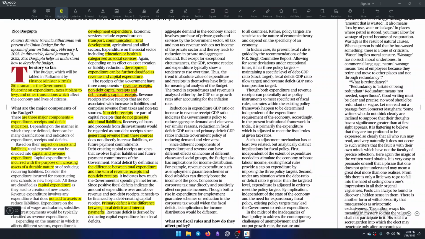Fiscal deficit by definition is the difference between total expenditure and the sum of revenue receipts and non-debt receipts. It indicates how much the government is spending in net terms. Since positive fiscal deficit indicates the amount of expenditure over and above the revenue and non-debt receipts, it needs to be financed by debt creating capital receipt. Primary deficit is the difference between fiscal deficit and interest payments. Revenue deficit is derived by deducting capital expenditure from fiscal deficit.